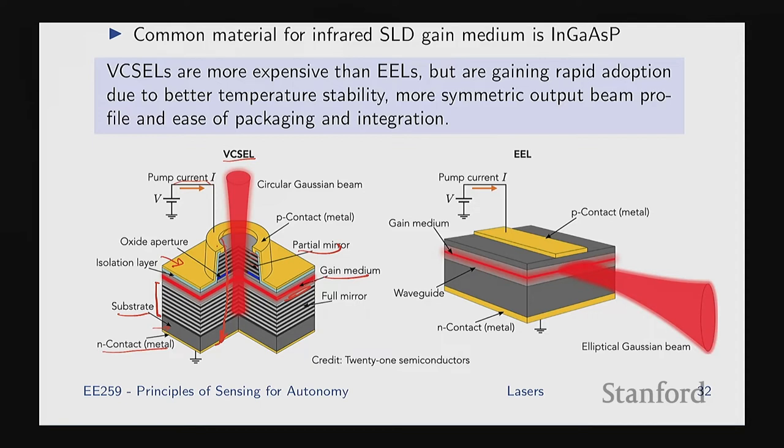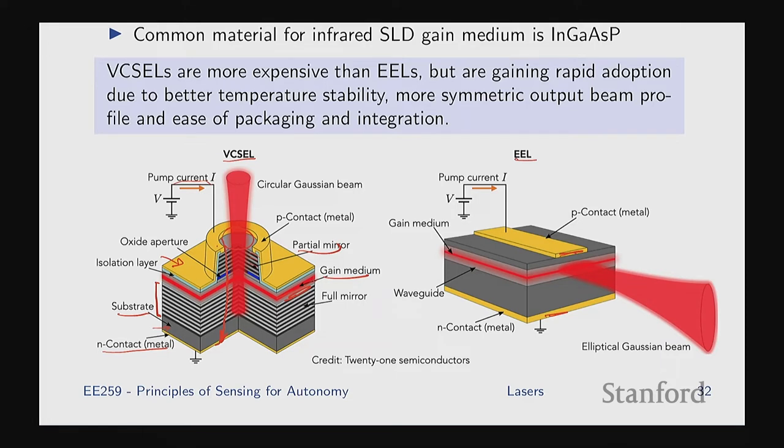And then you need an opening. That's the aperture where the laser beam basically comes out of the device. So that's a VCSEL. And then the edge emitting laser, that's the one on the right, it's a simpler construction. You still have your two electrodes, one at the top, one at the bottom, so you can electrically pump it. But the cavity here is vertical.